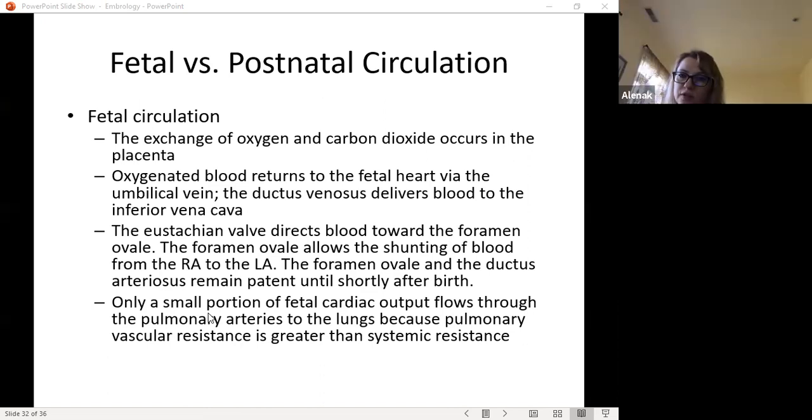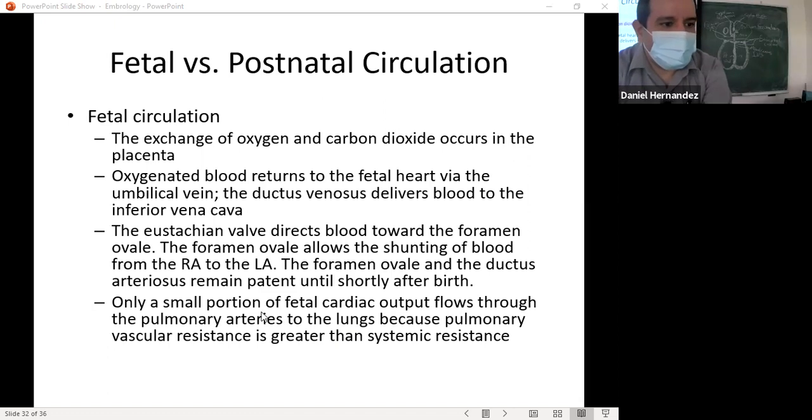So then it goes to the lungs through the right ventricle and the pulmonic valve. It does. I mean, some blood flow does get to the lungs, but the significant amount of it is shunted.